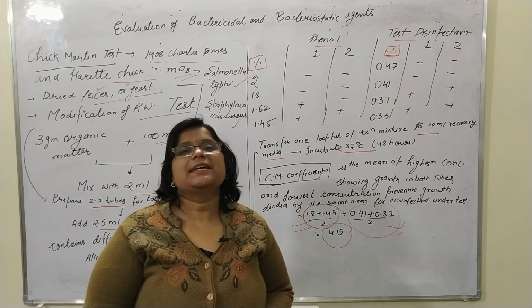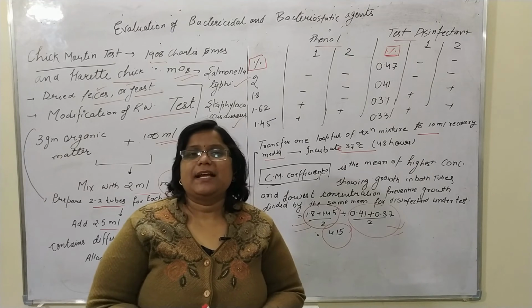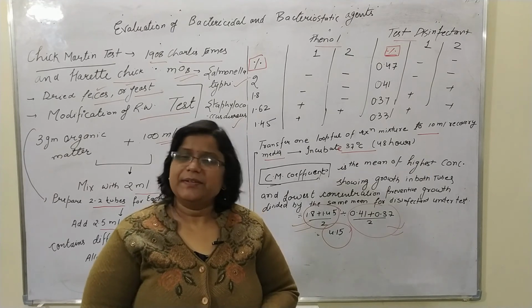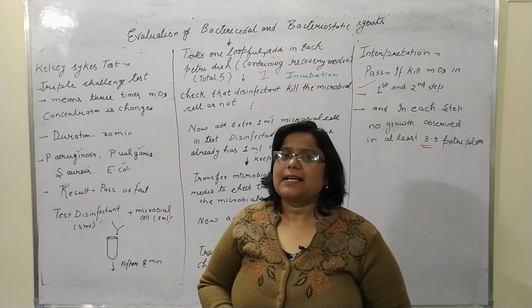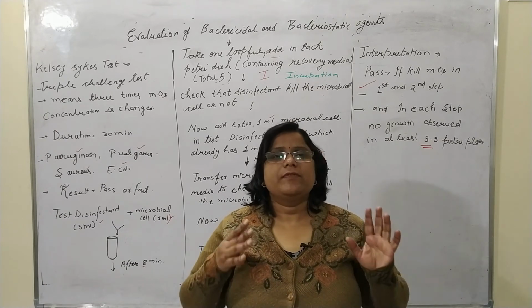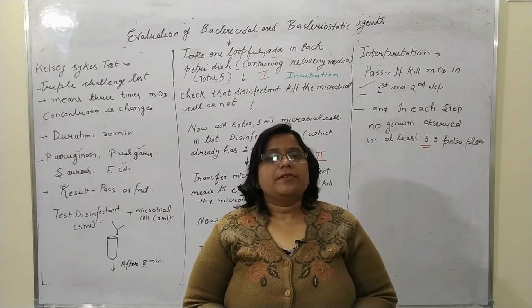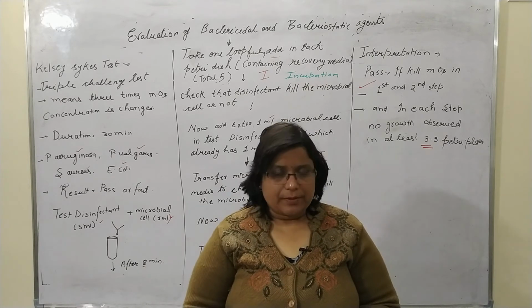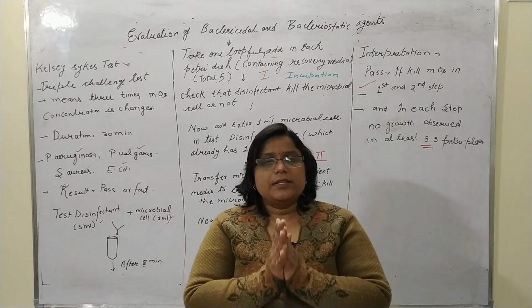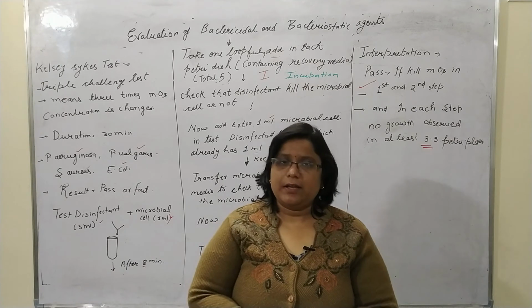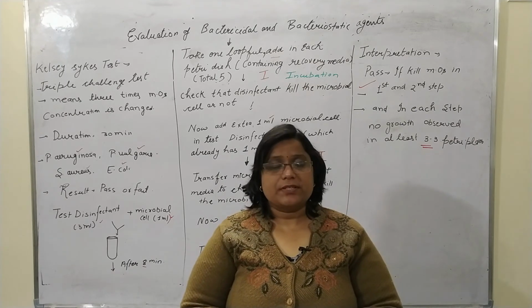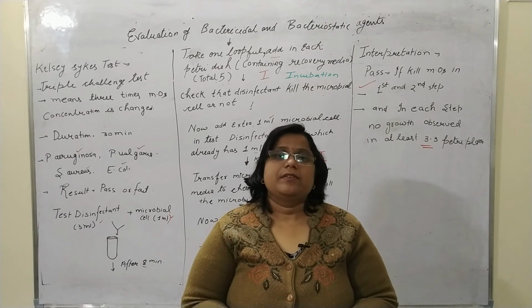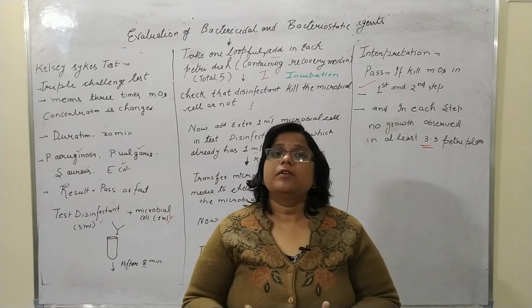Now we will discuss the next method, the last method, that is the Kelsey-Sykes test. In this method we will just interpret the result in pass or fail terms. We will not determine the zone of inhibition or minimal inhibitory concentration. We just determine whether the sample is pass or fail.